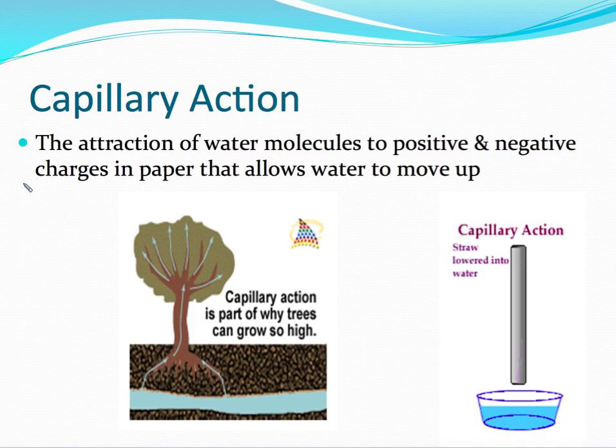Capillary action is kind of an advanced form of adhesion, kind of cohesion and adhesion together. This is the attraction of water molecules to positive and negative charges. In paper, this allows water to move up a column. So for example, we can use straws in this case. This is how trees work. So trees actually pull water from the ground all the way up through the leaves to be pulled out into the atmosphere.